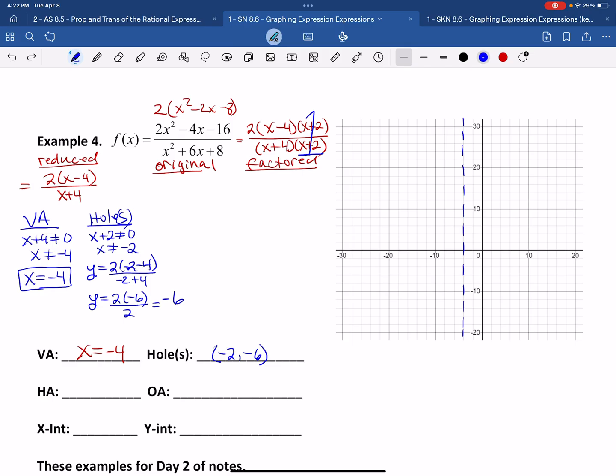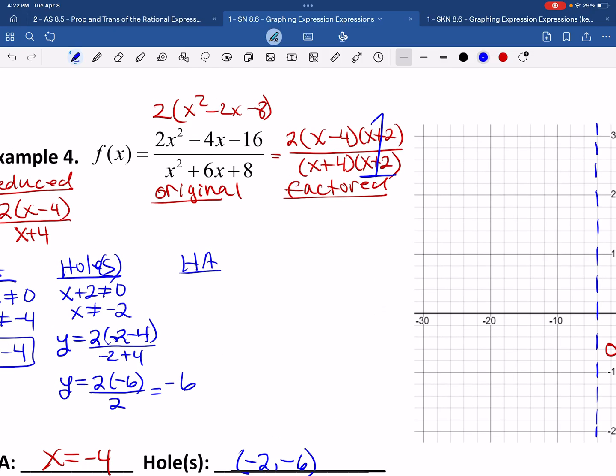Okay, now I'm going to do that hole in a different color, because that way I want to graph in a different color. Okay, next up is horizontal asymptote. If you remember horizontal asymptote, I'm going to look at the degree in the original. So once again, I have a degree of 2 and a degree of 2, so they are the same. So I have an EATS DC situation.